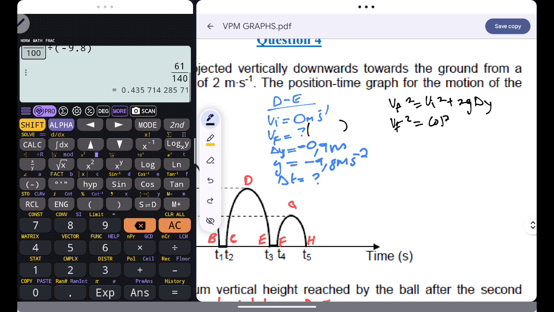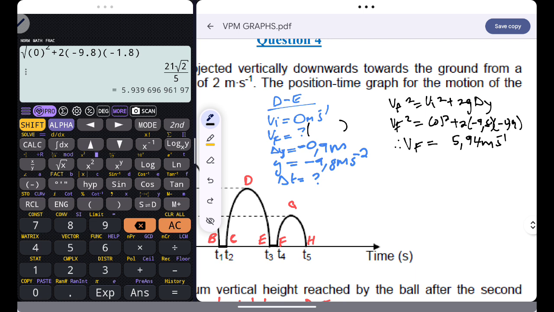So I'm looking for the final velocity. The initial velocity is 0, plus 2 times negative 9.8 times negative 1.8. I'll insert square roots on both sides. This will be equal to 5.94 meters per second. But remember that, guys, whenever you insert square roots on both sides, your right hand side should always say plus or minus.